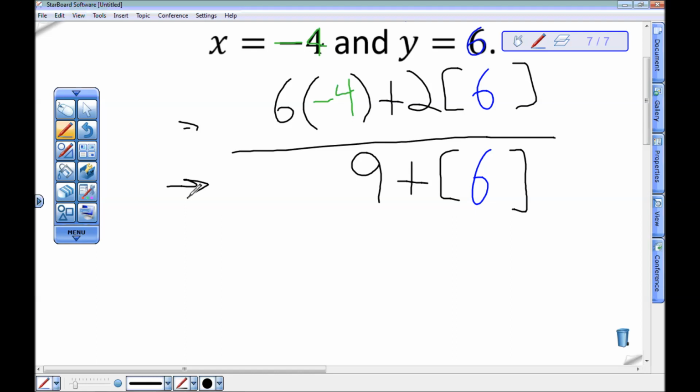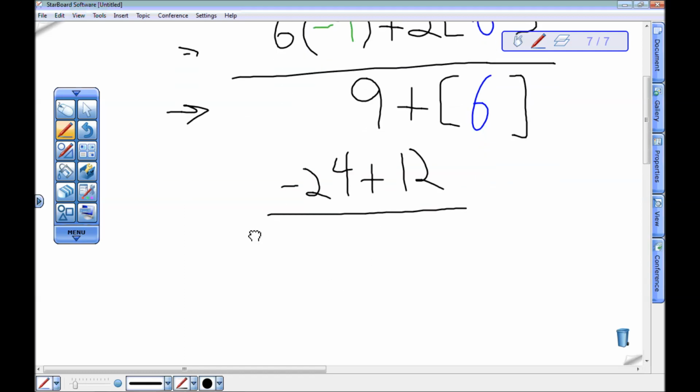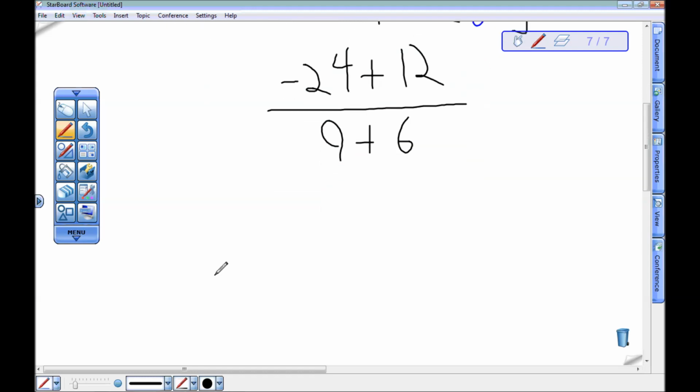So in the numerator, I don't have grouping. I have no exponents, so I'm to multiplication and division. I see some multiplication. 6 times negative 4 is negative 24. And 2 times 6 is 12. And this is over 9 plus 6. Okay, so still in my numerator, negative 24, looked at it and saw the answer instead of what I wanted to ask. Negative 24 plus 12 is negative 12. 9 plus 6 is 15.